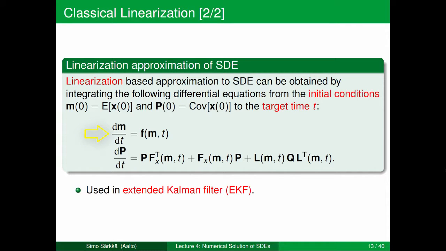So the time derivative of the mean is approximately given by f evaluated at m and t, and the time derivative of the covariance is equal to the covariance times the Jacobian transposed evaluated at the mean and t, plus the same Jacobian times the covariance, plus L evaluated at m times Q times L transpose evaluated at m. This is also the prediction step of something called the extended Kalman filter. Actually, the continuous-discrete version of the extended Kalman filter in filtering theory.